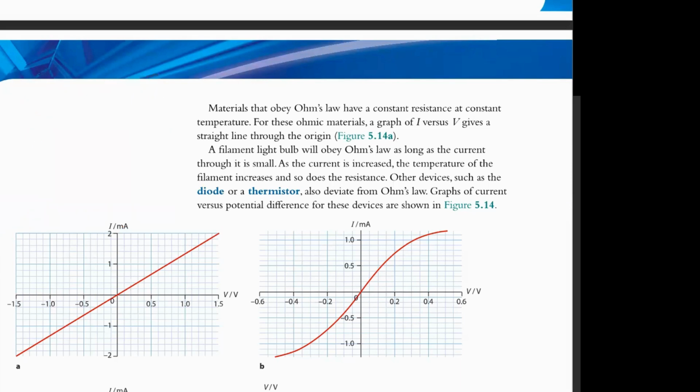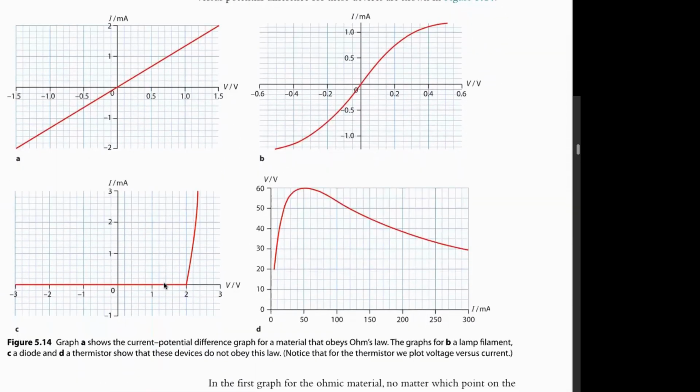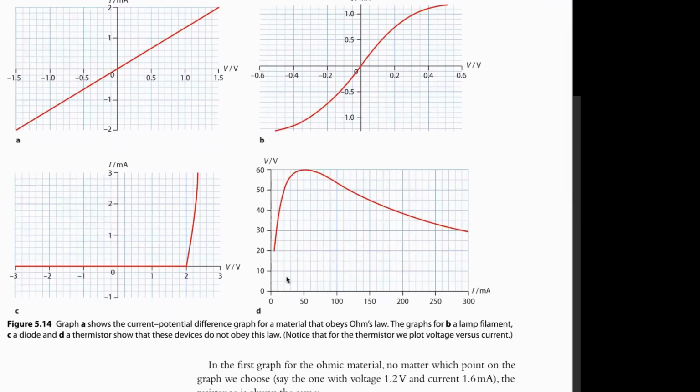But you see that there are different types of graphs also. Graph A shows the conductors which obey Ohm's law. Graph B shows a lamp filament. Graph C shows a diode. And graph D shows a thermistor. Only A is an ohmic conductor, whereas B, C, and D are non-ohmic conductors and they do not follow Ohm's law.